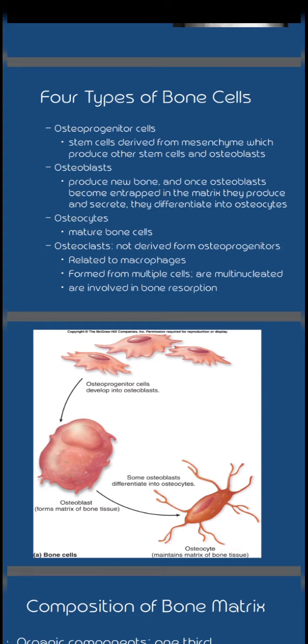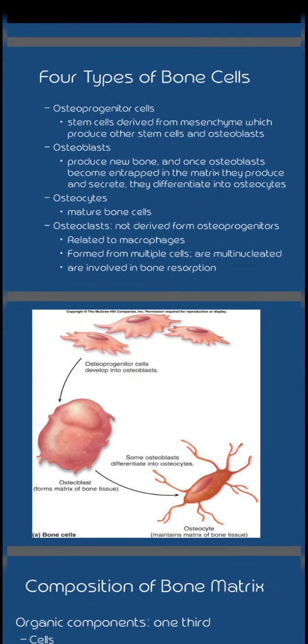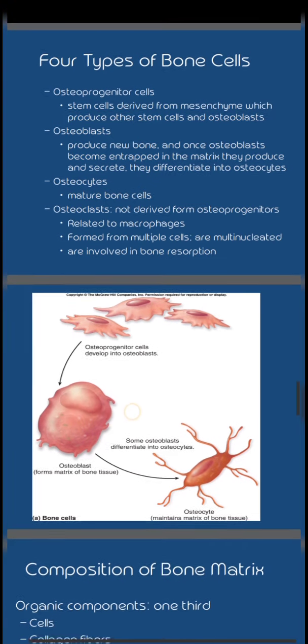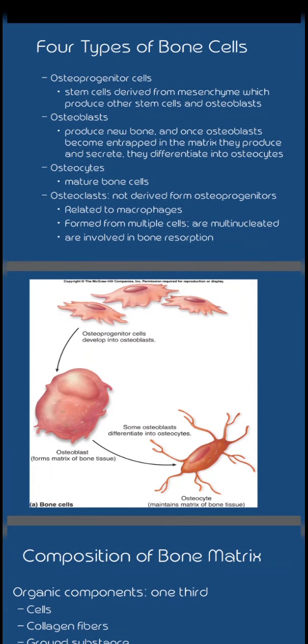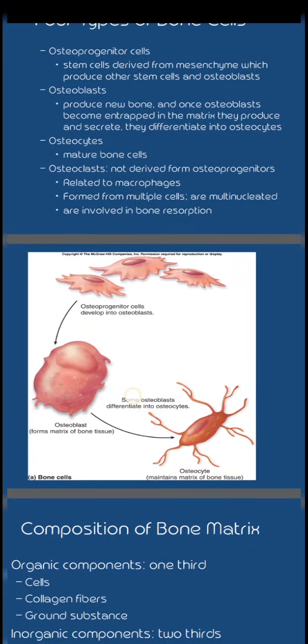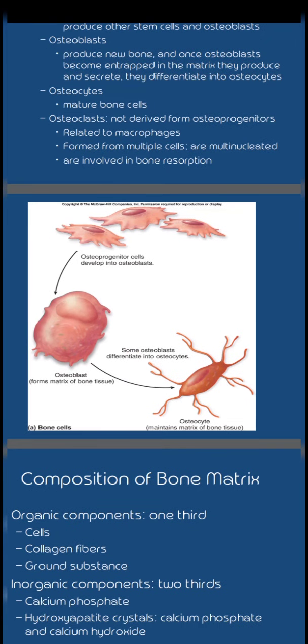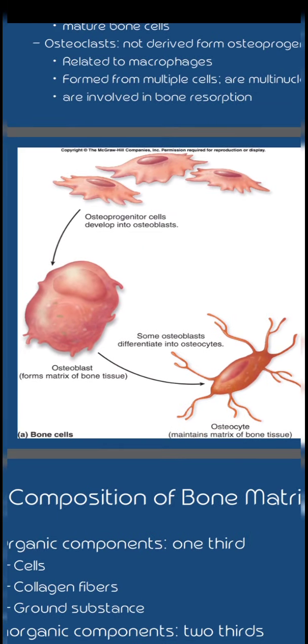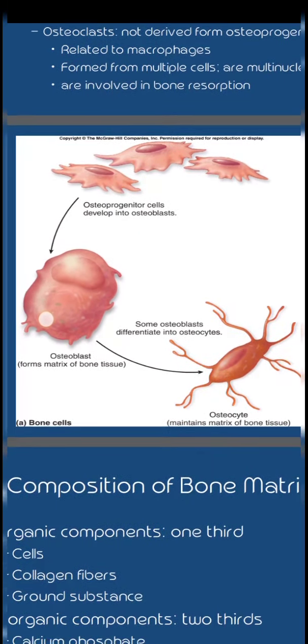Osteoclasts are not derived from osteoprogenitors, they are related to macrophages basically. Macrophages which are present in bone are known as osteoclasts. They are formed from multiple cells, are multinucleated, and are basically responsible for the resorption of the bone. So osteoprogenitor cells develop into osteoblasts. Osteoblasts then mature and form osteocytes.